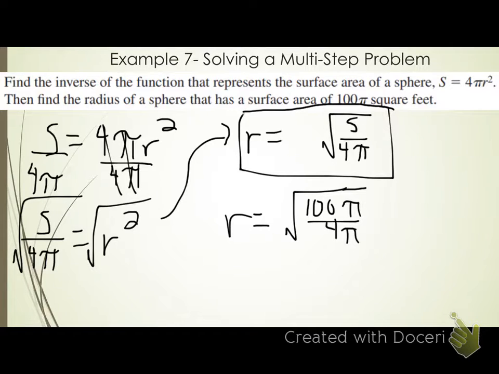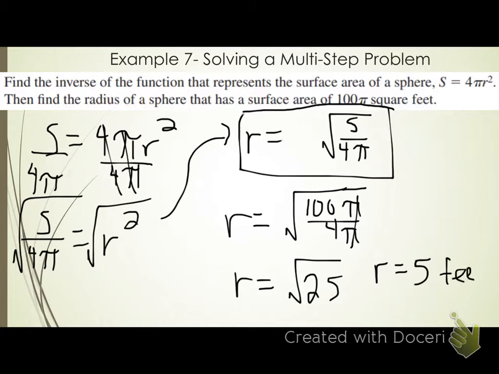What happens to my pi's? They cancel out. What's 100 divided by 4? 25. What is the square root of 25? 5. So the radius of a sphere that has a surface area of 100 pi square feet is 5 what? What's my unit? Not square feet. Just feet. So there's my radius. Any questions on example 7? That one wasn't too bad, was it? Questions before I move on?